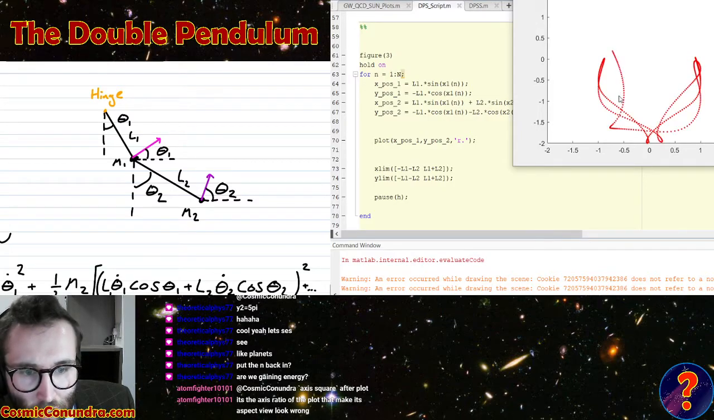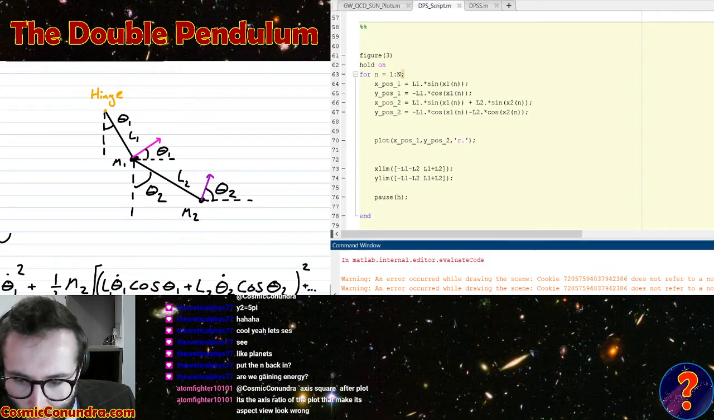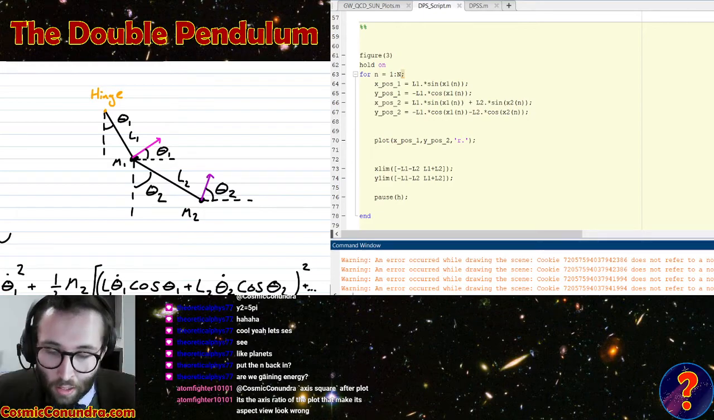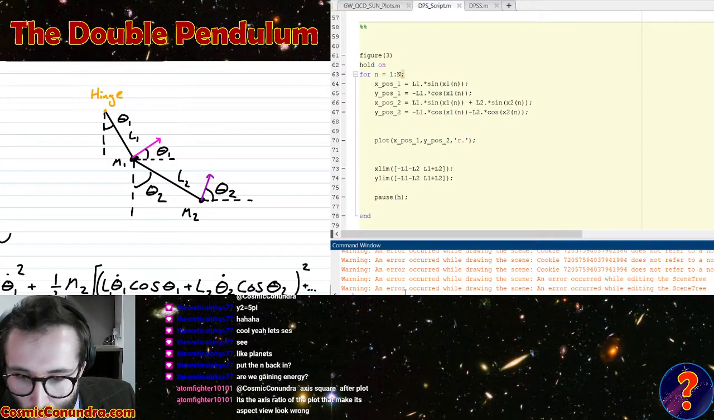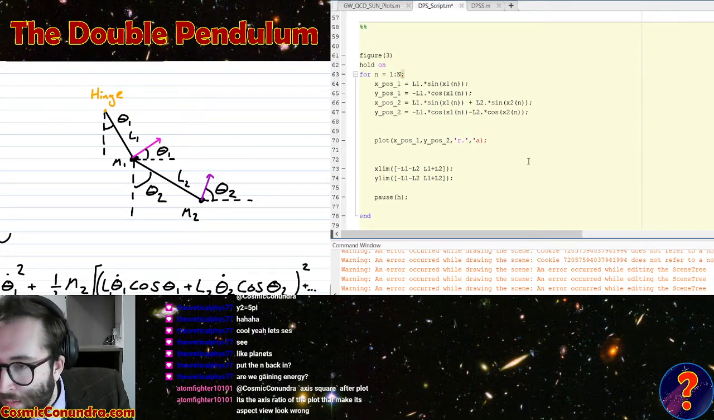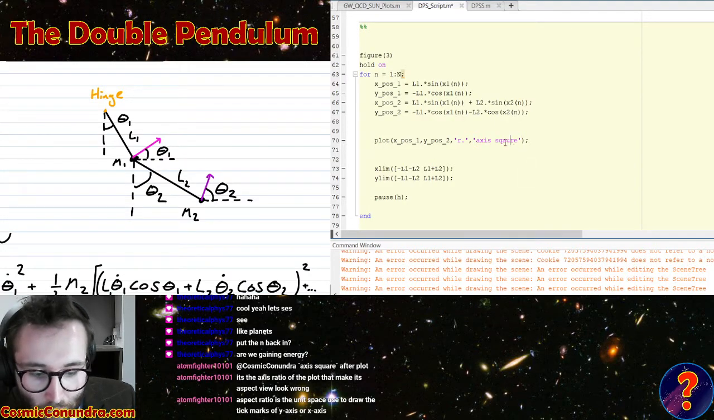Oh, this one is actually very interesting, what it's doing. Huh. That is pretty cool. I want to know what this looks like with the actual pendula. It's an axis ratio of the plot that makes the aspect look wrong. Oh, I see. I didn't know that. Okay, I'll do that. Thank you. If I can actually get this thing to end. There we go. So axis square. That's not how you spell square.